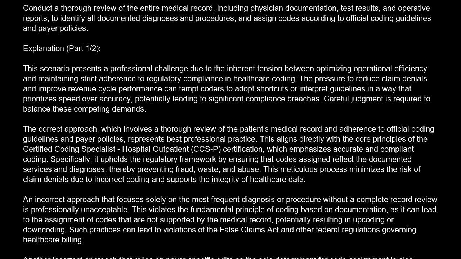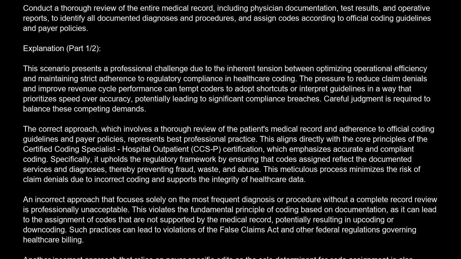Explanation. This scenario presents a professional challenge due to the inherent tension between optimizing operational efficiency and maintaining strict adherence to regulatory compliance in healthcare coding. The pressure to reduce claim denials and improve revenue cycle performance can tempt coders to adopt shortcuts or interpret guidelines in a way that prioritizes speed over accuracy, potentially leading to significant compliance breaches. Careful judgment is required to balance these competing demands.